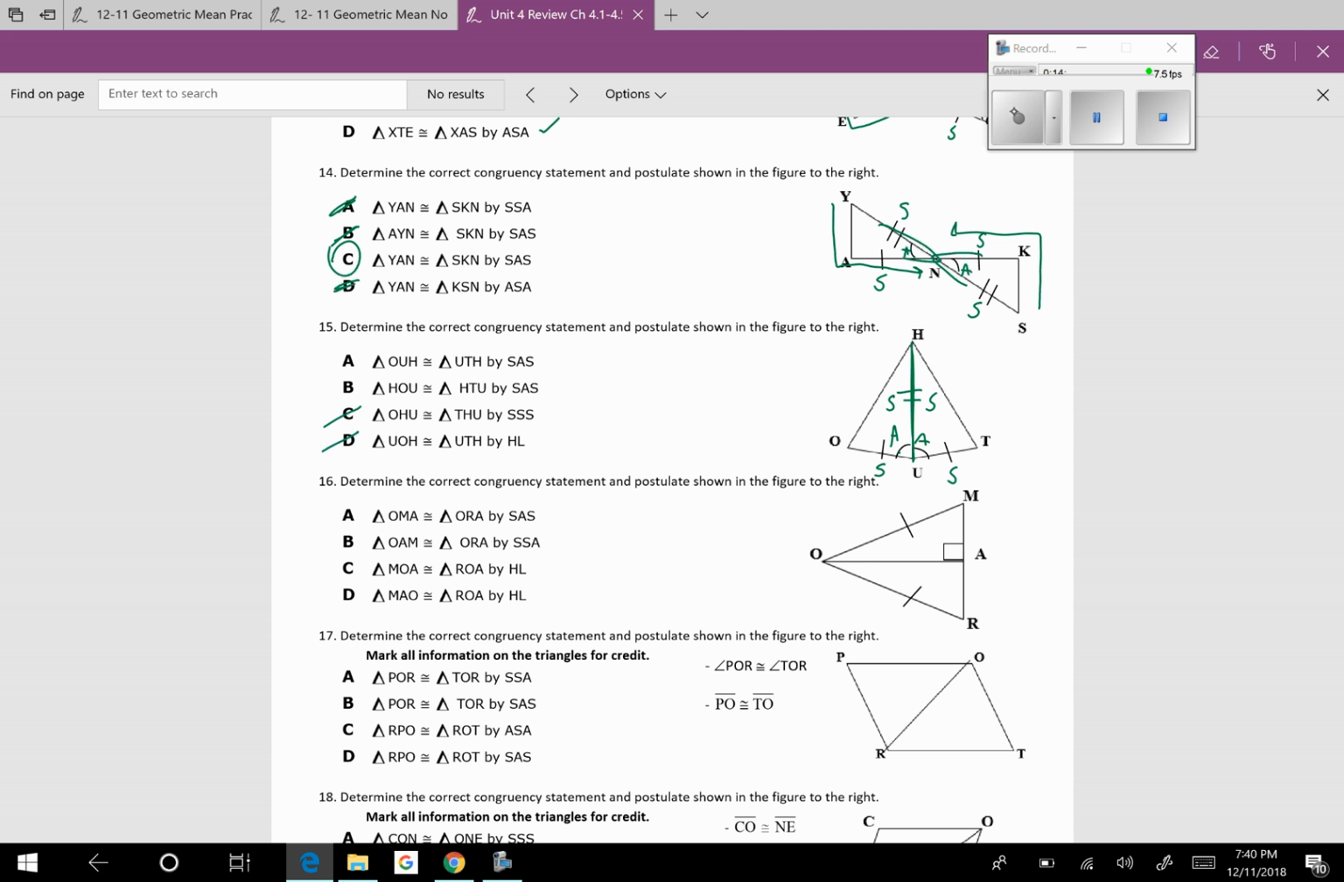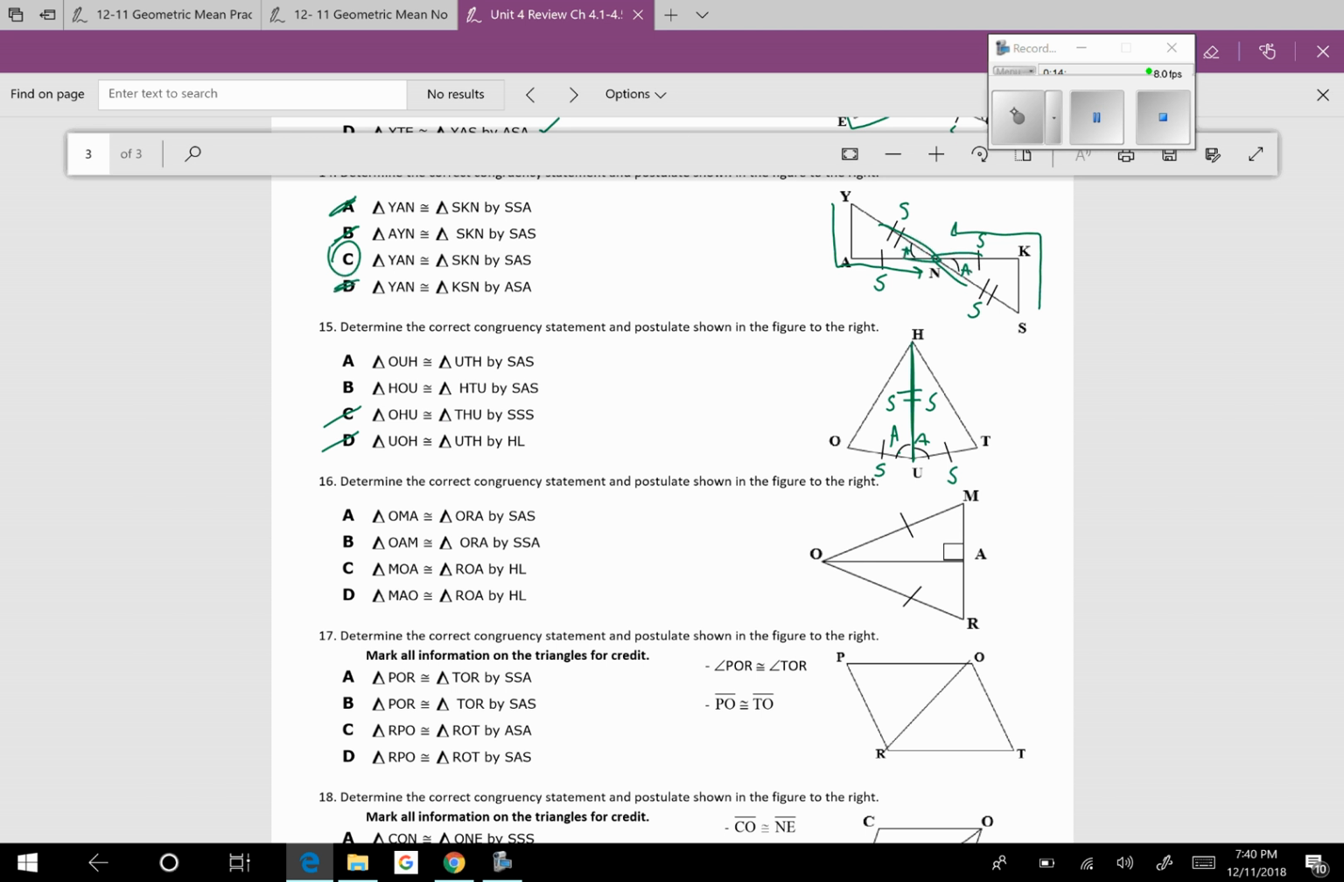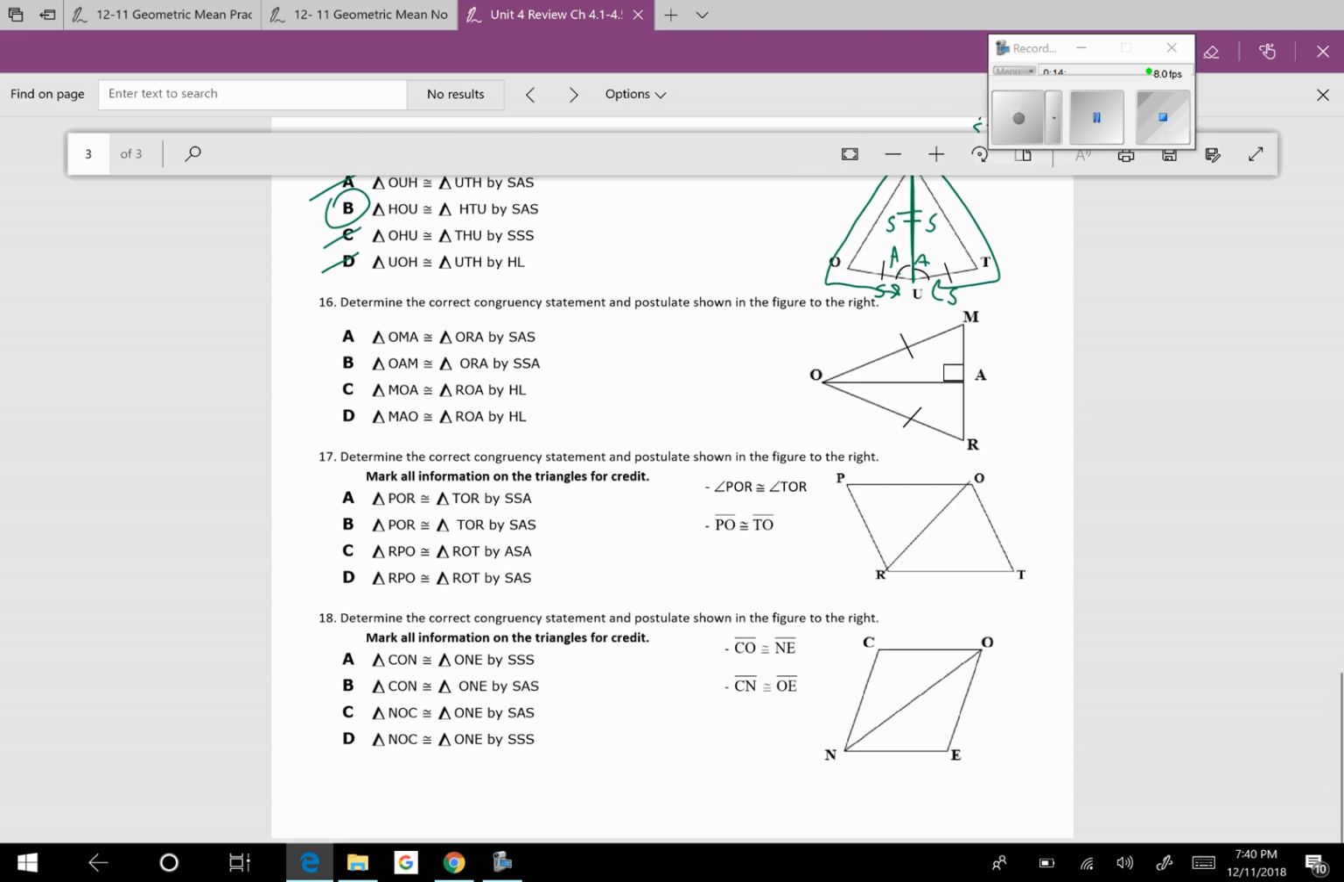So we get rid of C and get rid of D. So now we just look at the order. O-U-H versus U-T-H. U-T-H. No, that doesn't go the same at all. Okay, let's see. H-O-U and H-T-U. Yep, those go the same. So there we go. All right, 16.